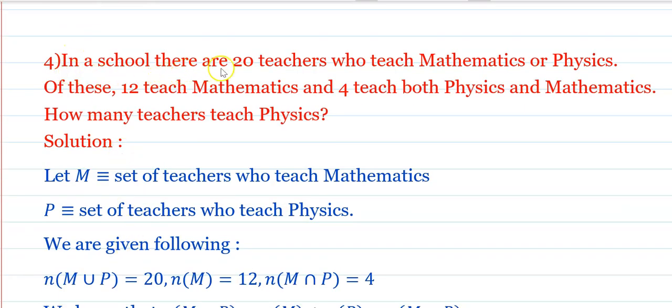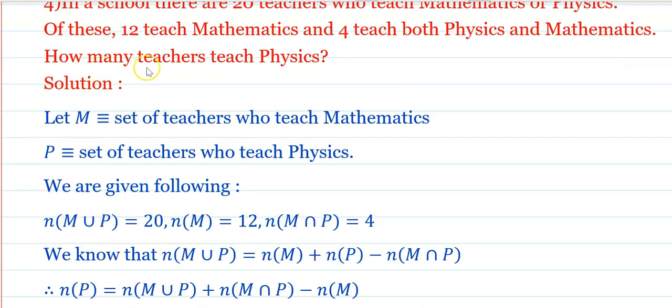In a school, there are 20 teachers who teach mathematics or physics. Okay. Of these, 12 teach mathematics and 4 teach both physics and mathematics. How many teachers teach physics? Okay. We want to find out how many teachers teach physics.